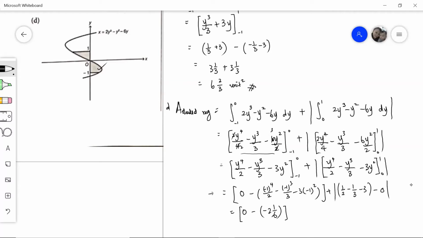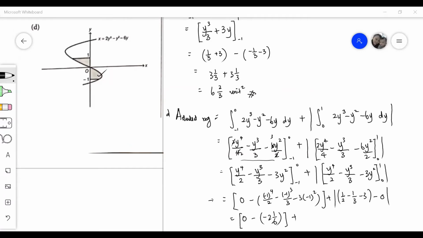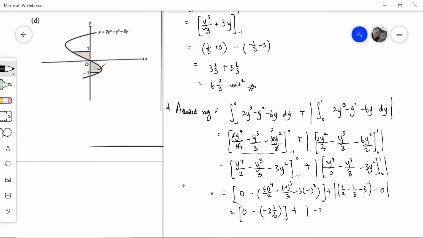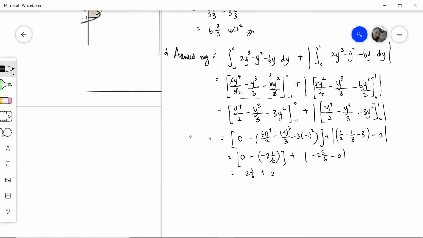Okay. And then over here, we plus. This one, since it is still the same expression, we just need to substitute the upper boundary, which is 1 here. Okay, key in 1. So we got -2 and 5 over 6, minus 0. And now we can calculate mentally over here. This is 2 and 1 over 6 plus the -2 and 5 over 6 after modulus become positive 2 and 5 over 6.